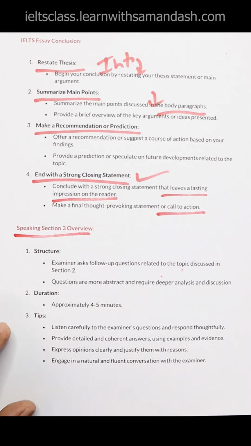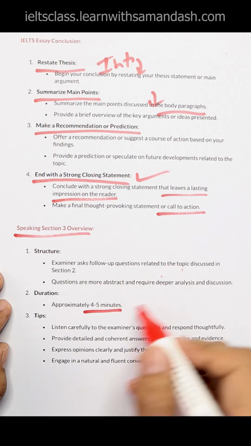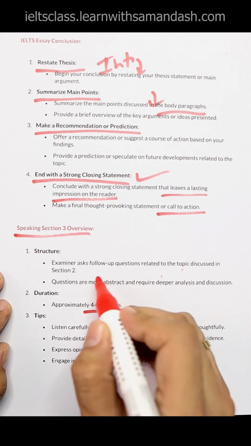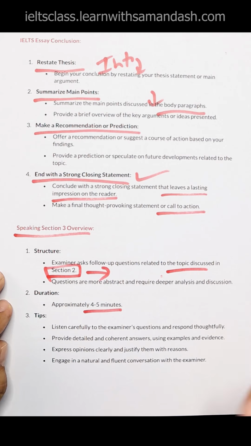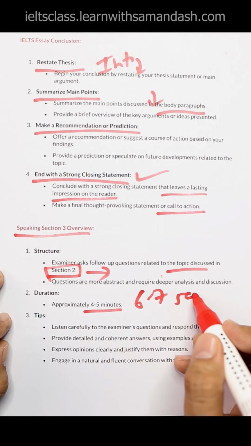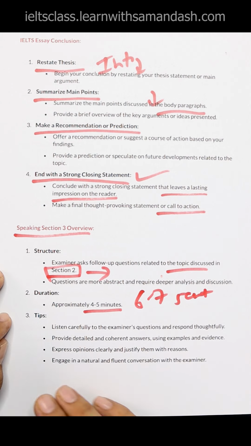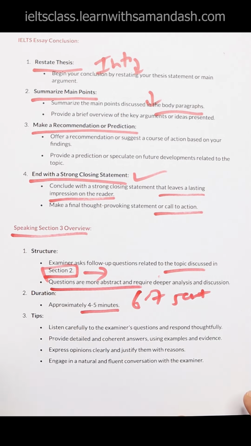Speaking section 3, we have here 4 to 5 minutes, but the answers are a little bit extensive, and the questions are from section 2. Basically, section 2 related topics will be there, and you have to speak for anything between, let's say, 6 to 7 sentences for each question. Earlier it was less in part 1. In part 3, you have to speak a little bit longer, and the questions are also lengthier. Questions are more abstract and require deeper analysis.